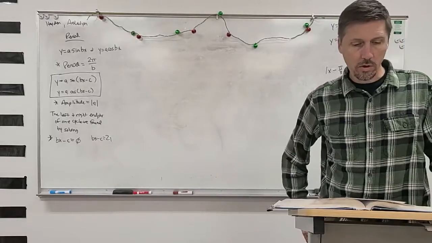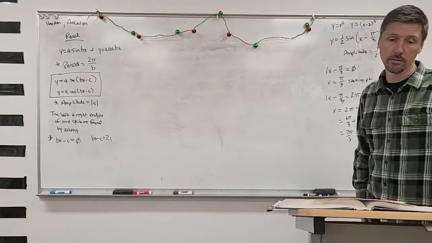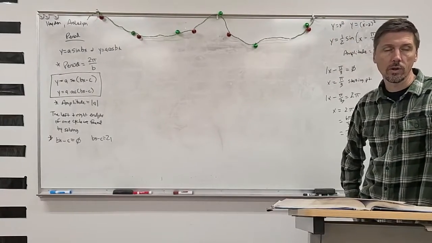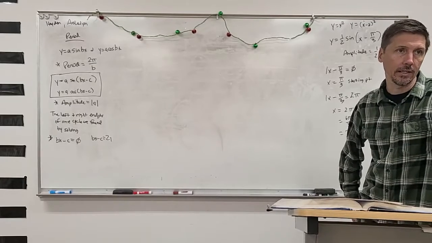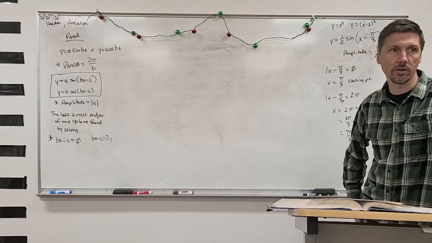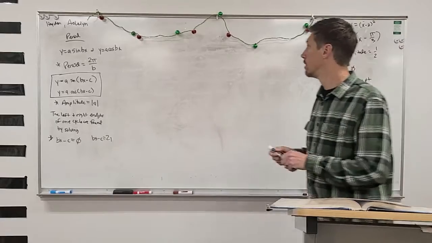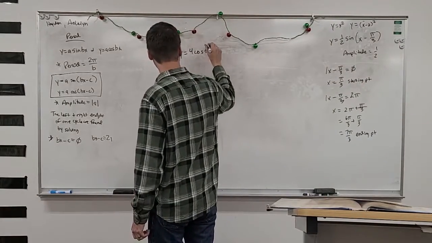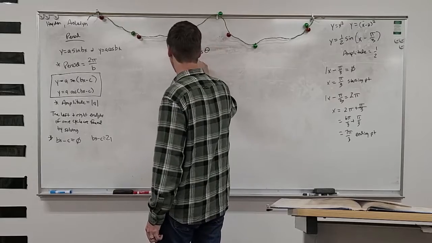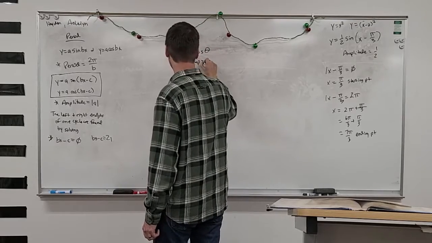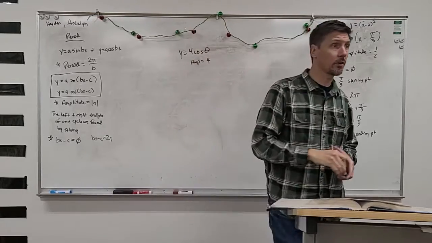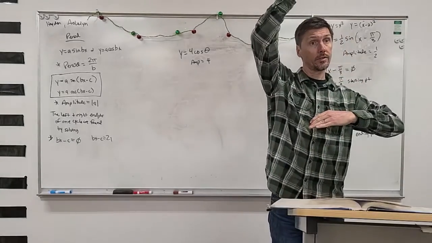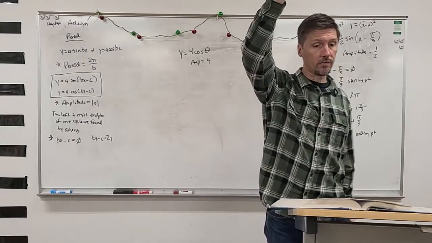y equals 4 cosine of theta. So what do we know will definitely be the case for the 4 in front of cosine of theta? It will be the amplitude. That affects our amplitude. What is our amplitude now? 4. Amplitude equals 4. So that means our graph is going to stretch like this, and negative 4. So it's going to go from positive 4 to negative 4.